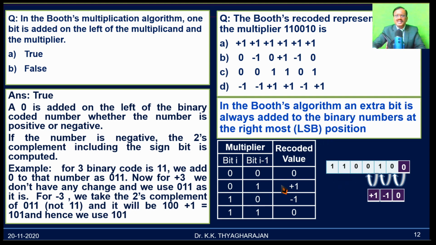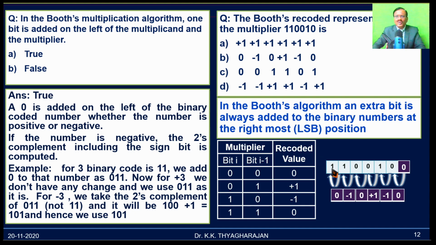It is recorded as plus 1. Then what is the next combination? 0, 0. 0, 0 will be recorded as 0. Then the next one is 1, 0, and it will be recorded as minus 1. Then the next one is 1, 1. It is recorded as 0.